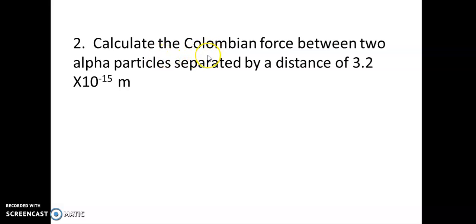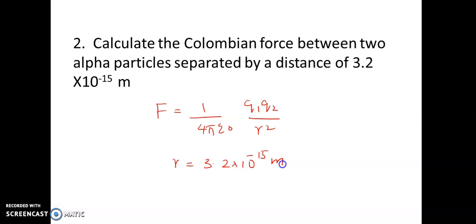Calculate the Coulomb force between two alpha particles separated by a distance of 3.2 into 10 to the power minus 15 meters. We know that the Coulomb force F is given by 1 by 4 pi epsilon 0 Q1 Q2 by r square. R here is given as 3.2 into 10 to the power minus 15 meters. Here we have to find the force between two alpha particles. We know that alpha particles are doubly ionized helium.